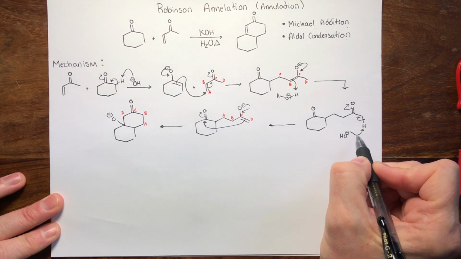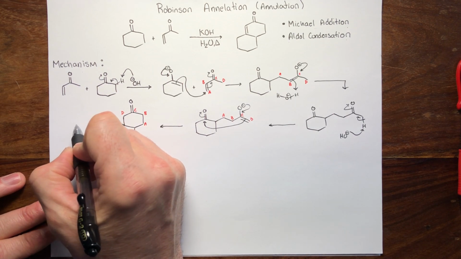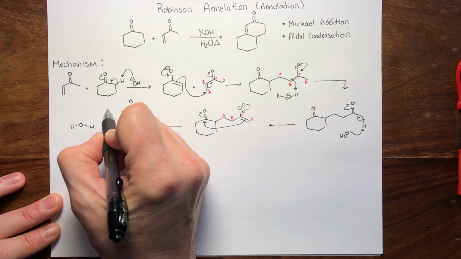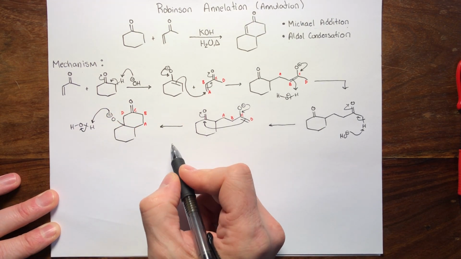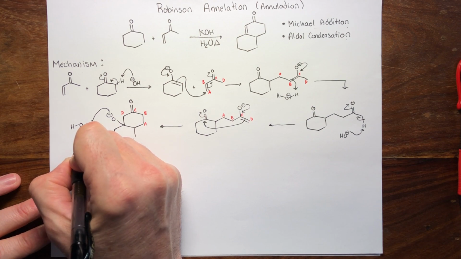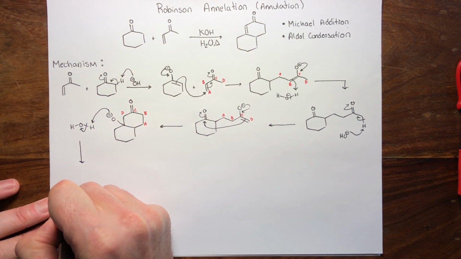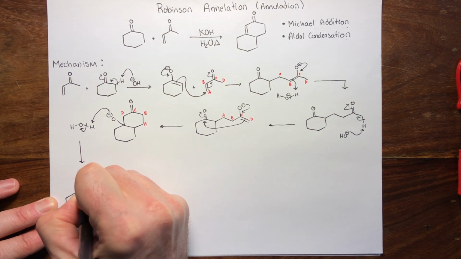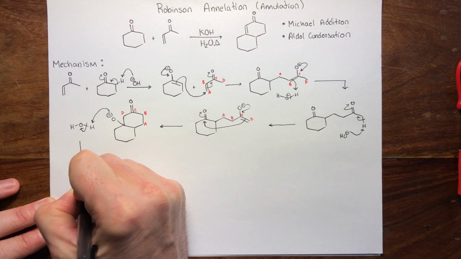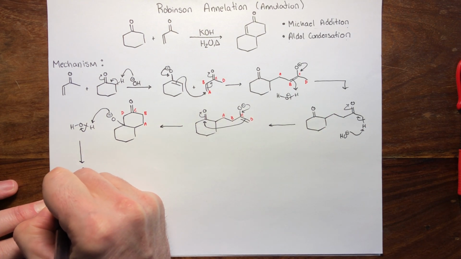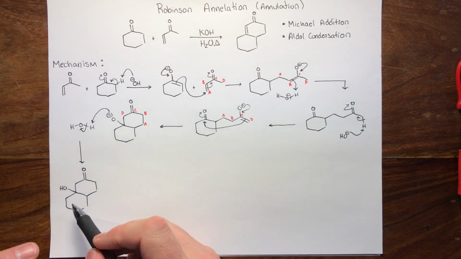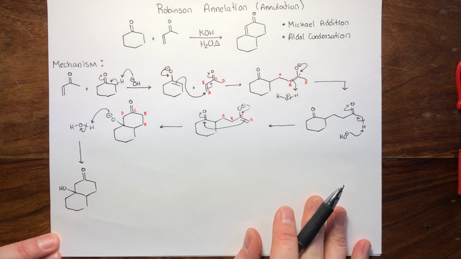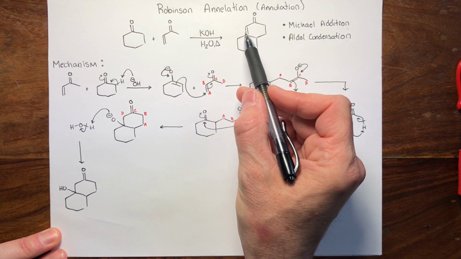Again, in this step here, we formed water, and so we can use that water to protonate the alkoxide that forms in this reaction. All right, so we're almost there. If you take a look at this intermediate and compare it to the product, hopefully you can see that the only thing we need to accomplish is a condensation reaction.